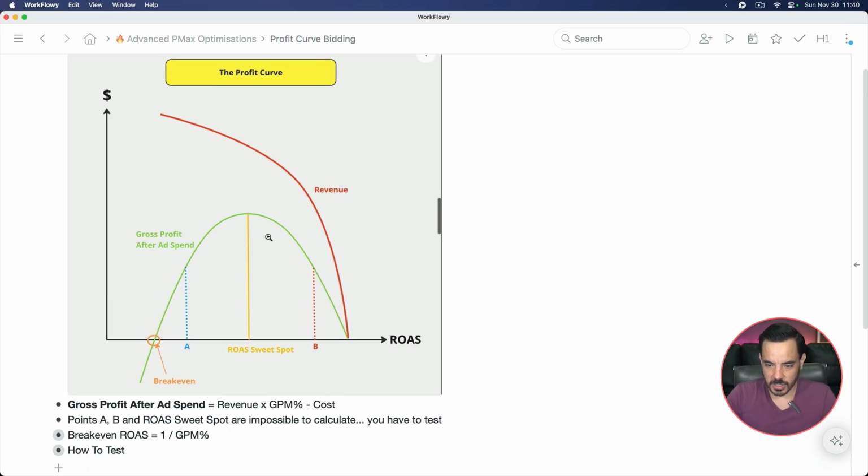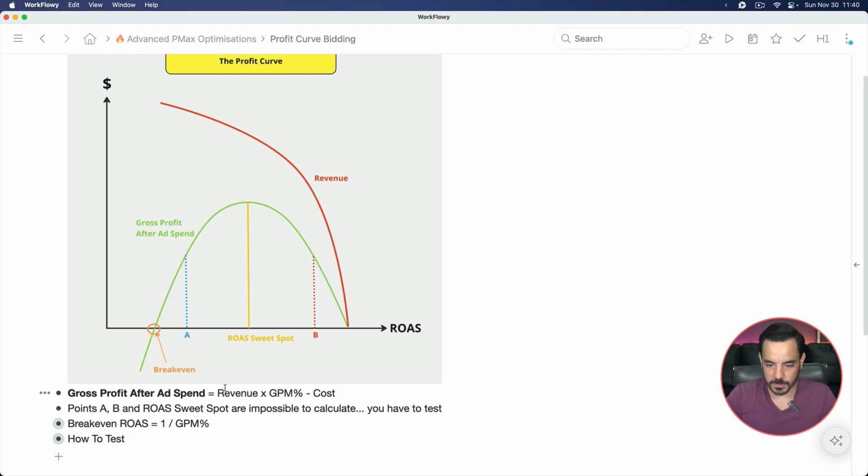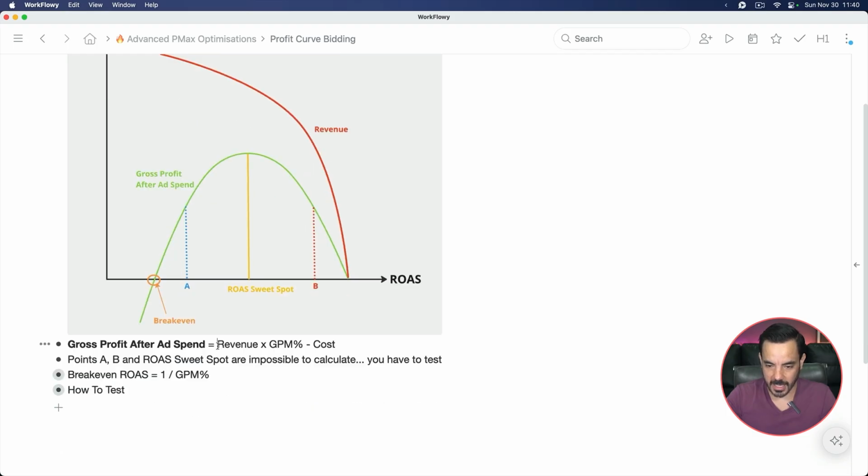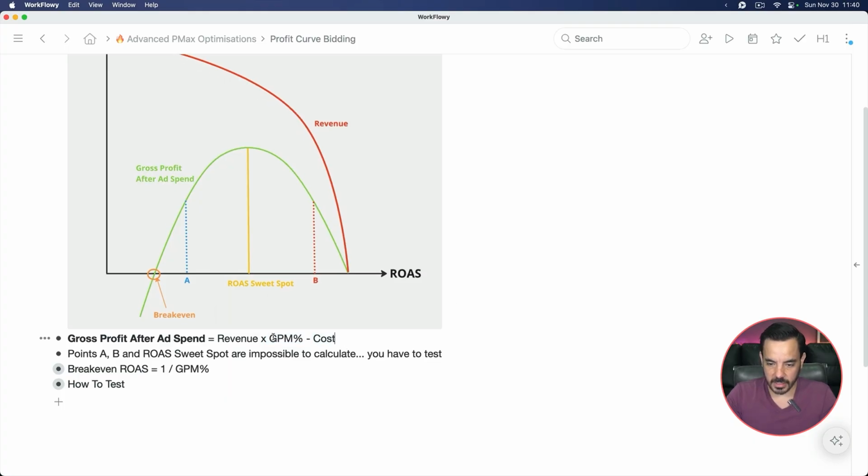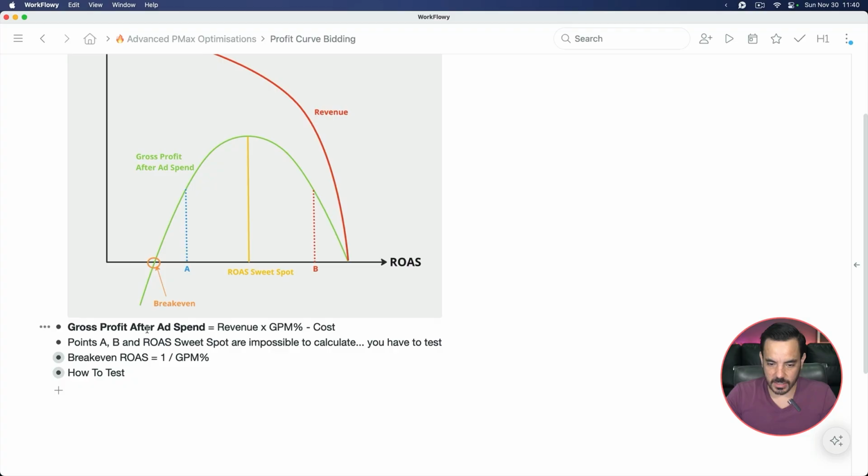So there's a couple of things you need to know here. Gross profit after ad spend, we are calculating that as revenue multiplied by your gross profit margin, and then subtract cost, right? So like if GPM was 50%, you take your revenue, multiply it by 50%, subtract cost, and then you get the gross profit after ad spend number. And another thing to note is that points A, B, and the ROAS sweet spot cannot be calculated. The only thing that can be calculated is your break-even point.